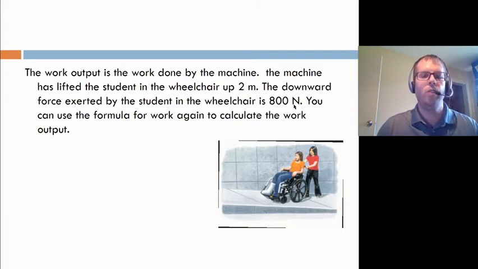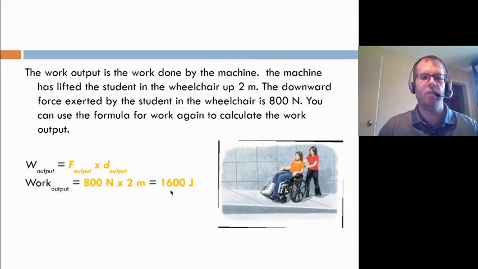And so now we use our work formula to calculate this. The work output in this case is the force output, so that's overcoming the 800 newtons of gravitational force, and the output distance would in this case be the 2 meters. So putting that into our formula, 800 newtons multiplied by 2 meters would give us 1,600 joules. Notice that this is the same value as the last calculation.